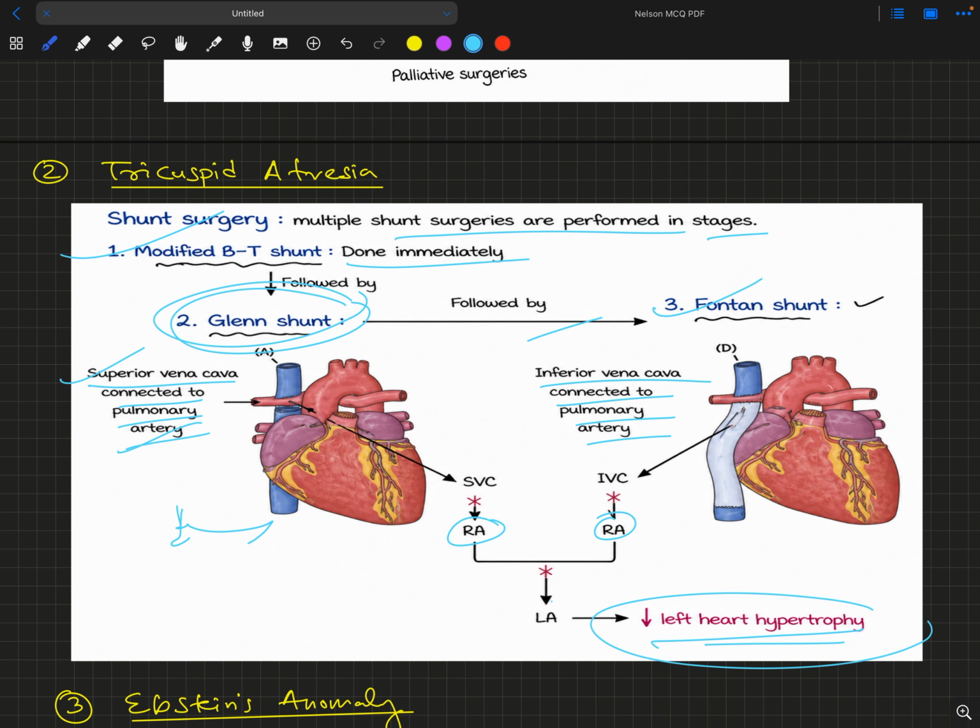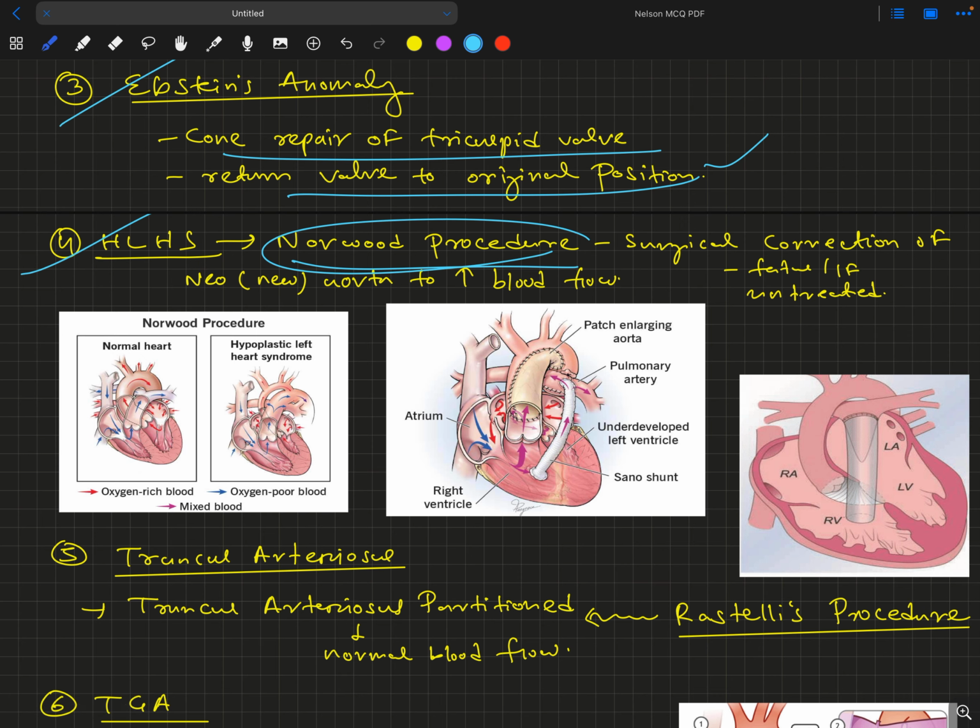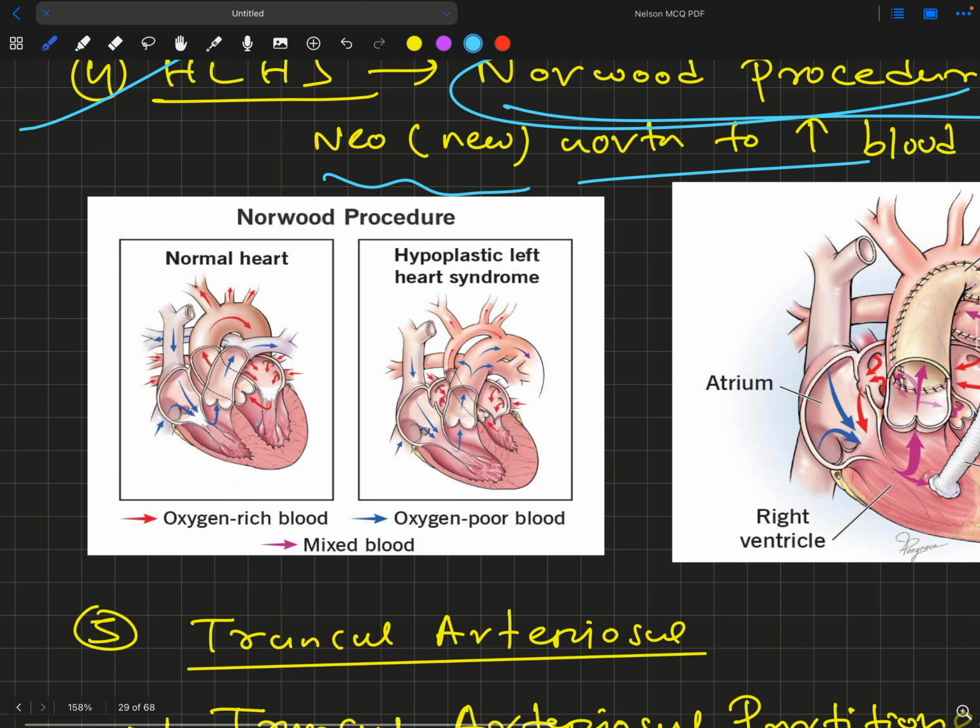In case of Ebstein's anomaly, we do the cone repair of the tricuspid valve, and return the valve to its original position. In case of hypoplastic left heart syndrome, we do the Norwood procedure. So what is the Norwood procedure? It is the procedure done in case of hypoplastic left heart syndrome. It is a surgical correction in the newborn, with creation of a new aorta with increased blood flow. That is HLHS, hypoplastic left heart syndrome.